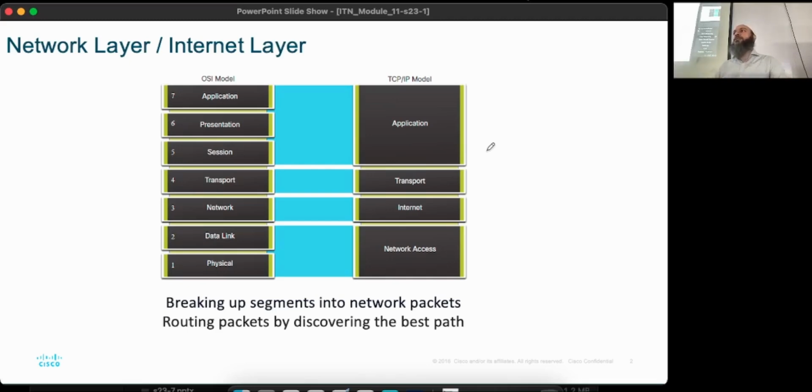Our concern is primarily with this layer, which is the internet layer in the TCP/IP model, or the same thing is called the network layer in the OSI model. Okay, so it's exactly the same thing. They call it the network layer and they call it the internet layer.